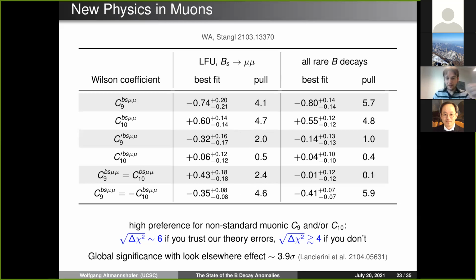Excuse me. Yes. Before you proceed, I have one question. In the second column, you impose the lepton flavor universality and the B_s to mu mu data. But for the B_s to mu mu, I remember it could also be affected by O11 or 12, or I forgot how to call the pseudo-scalar operator, right?